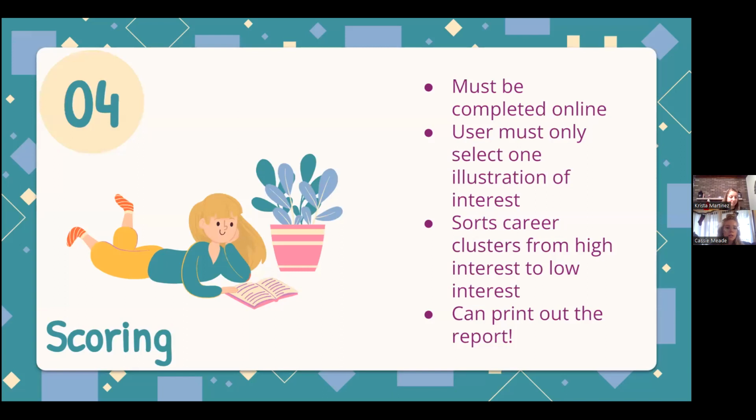Moving on to the scoring, it must be completed online. The user must only select one illustration of interest. Then it sorts career clusters from high interest to low interest. Within the career clusters, specific careers can be identified along with the education level needed, ranging from entry level to professional level, and a link to more detailed information about the career, including salary and job outlook, can also be found. And then you can print out the report once you're done. Overall, users can take this information and make steps to explore the occupations in which they have the most interest.